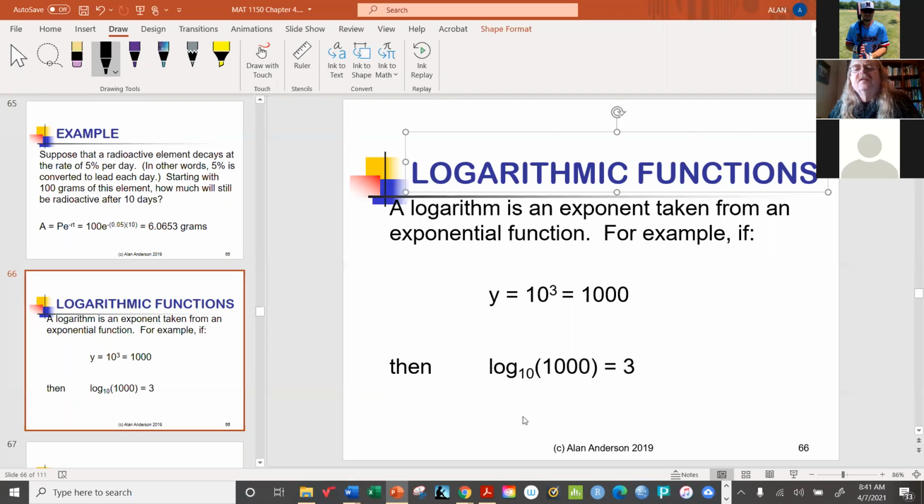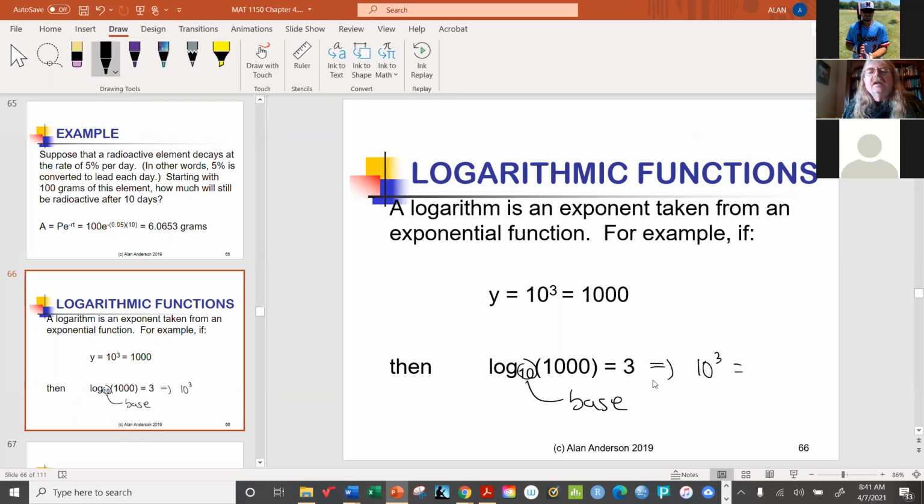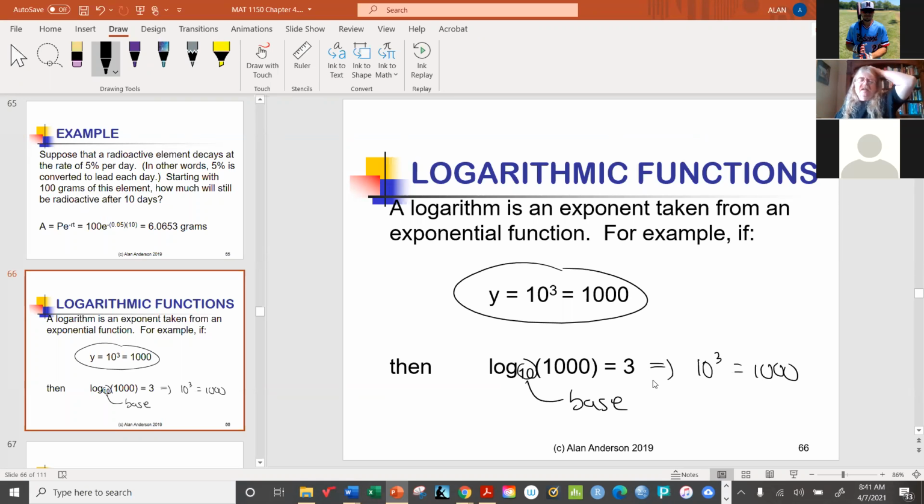So log base 10 of 1,000, this is the base, by the way. Every log has to have a base. So the base is 10, which implies that this whole thing is telling me that 10 to the third power equals 1,000. So basically, you're taking this expression and working it backwards and saying, what is the exponent in a case like this, given that the base is 10?